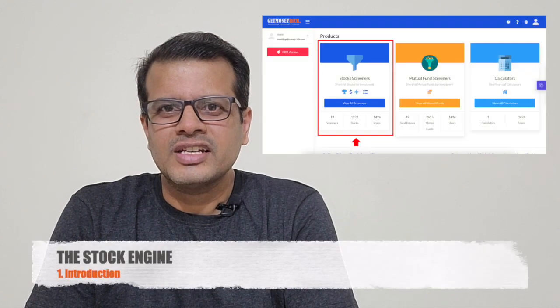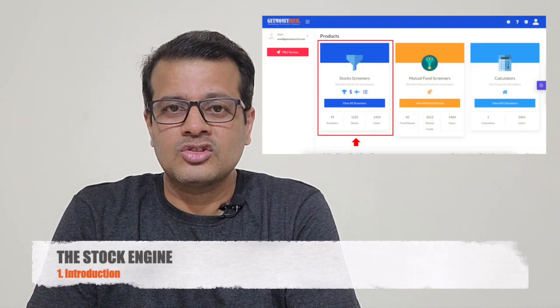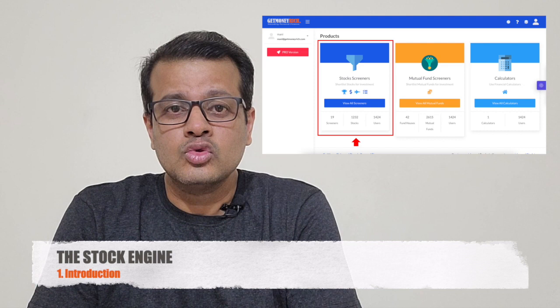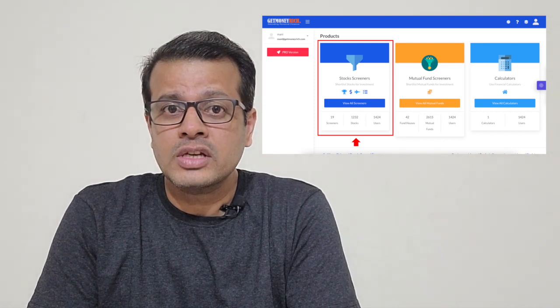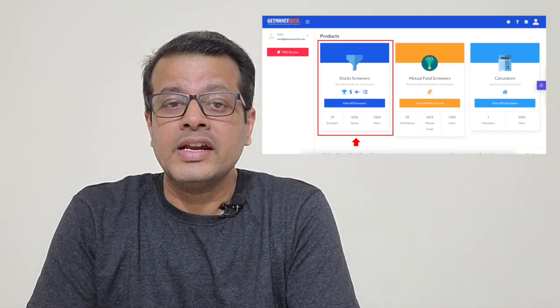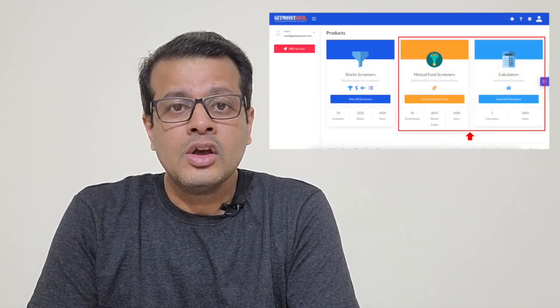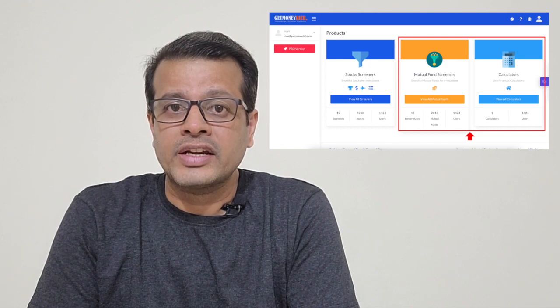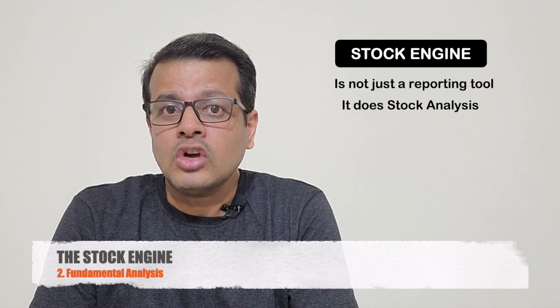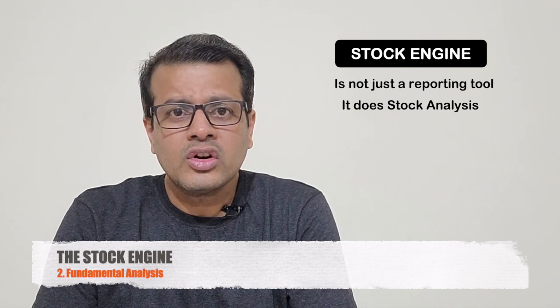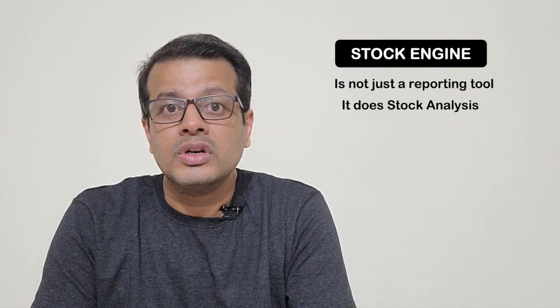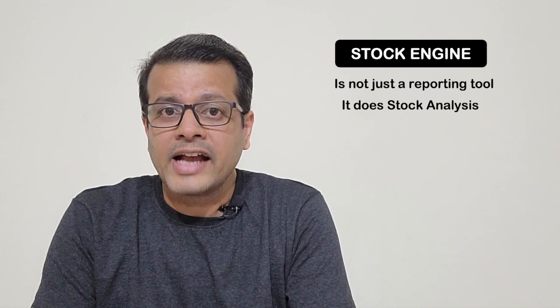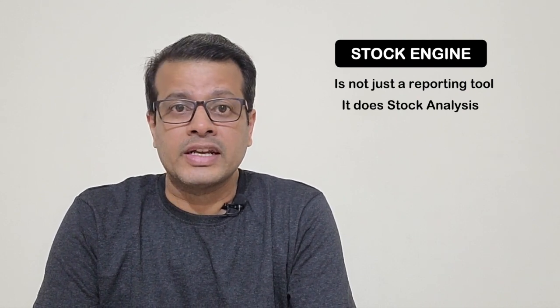The stock engine is an online stock analysis tool that users can use to first screen stocks and then do a detailed fundamental analysis. The users of the stock engine will also get a free mutual fund screener and a financial calculator. The stock engine is not just a reporting tool. It not only presents the past numbers in a nice way. What it actually does is stock analysis.